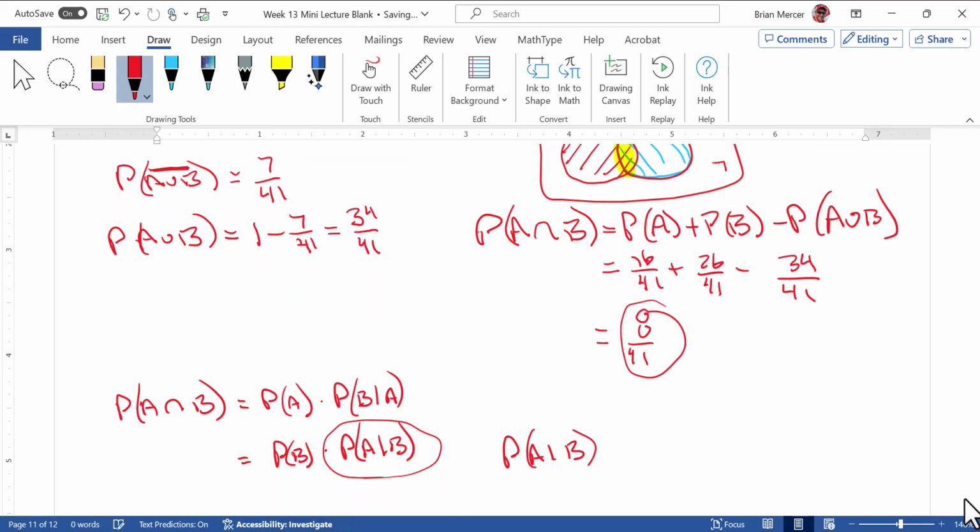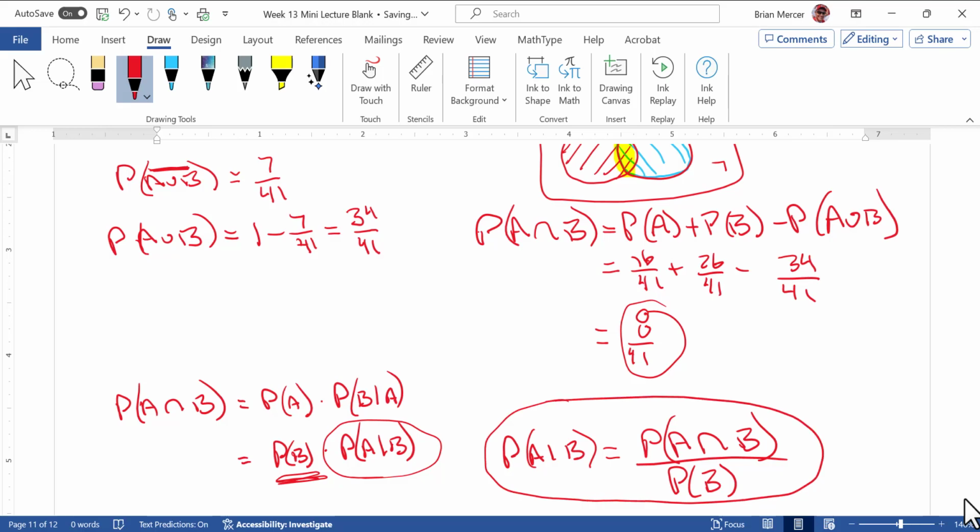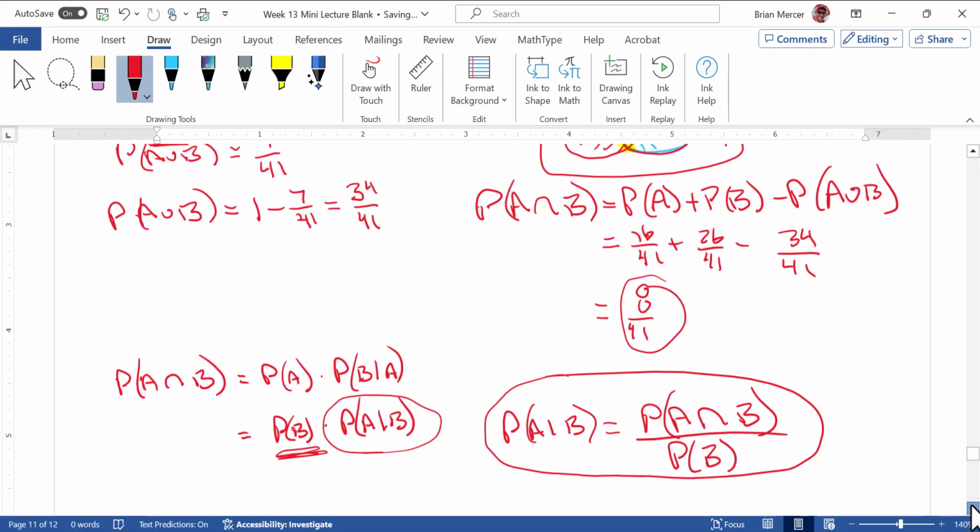So we want probability of A given B, and so that's then defined to be the intersection, probability of A intersect B divided by probability of B. And you get that just by dividing both sides by the probability of B. In other words, dividing that to the other side. Or you can just memorize this formula, that there's the conditional probability formula for A given B.